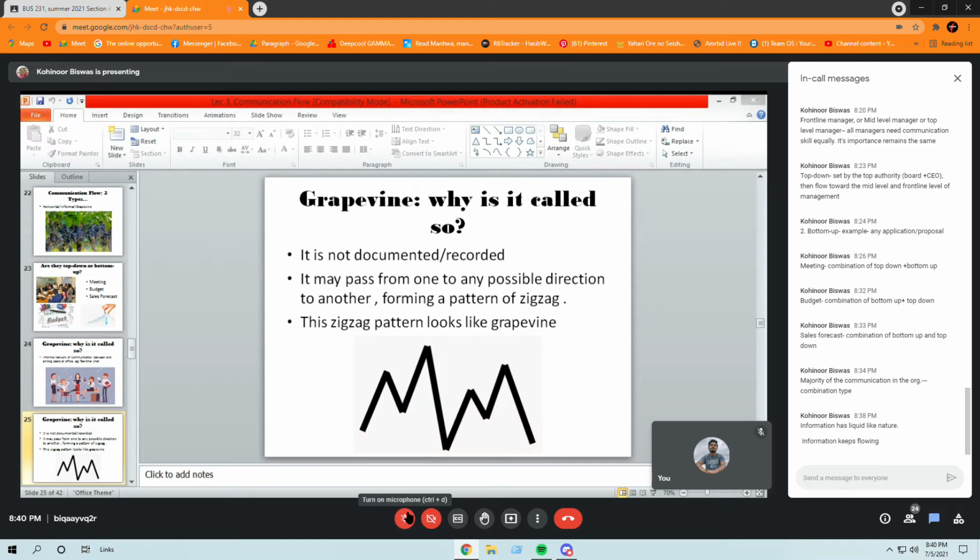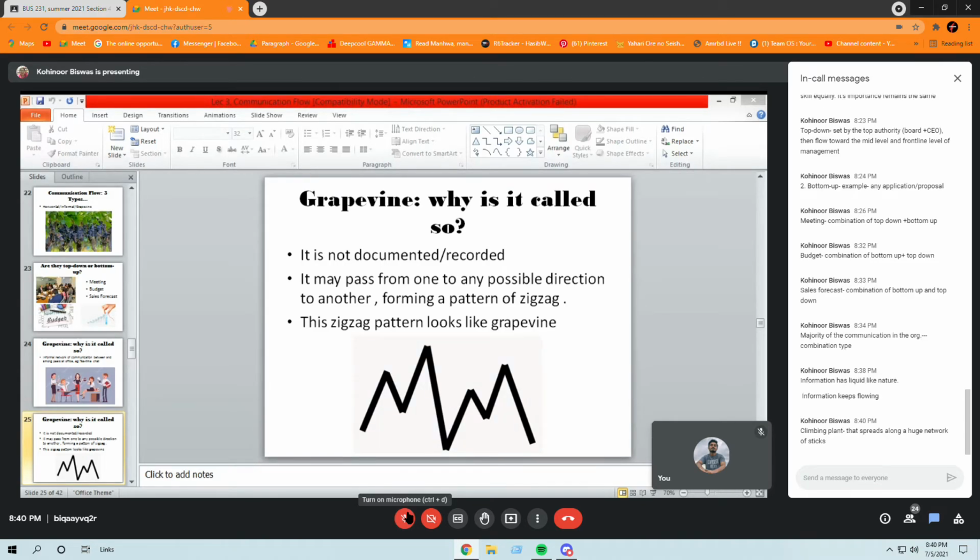This is actually a climbing plant that spreads along a huge network of sticks. Is it not a huge network of sticks? And that is where the plant is spread, because the plant is actually a climbing plant.